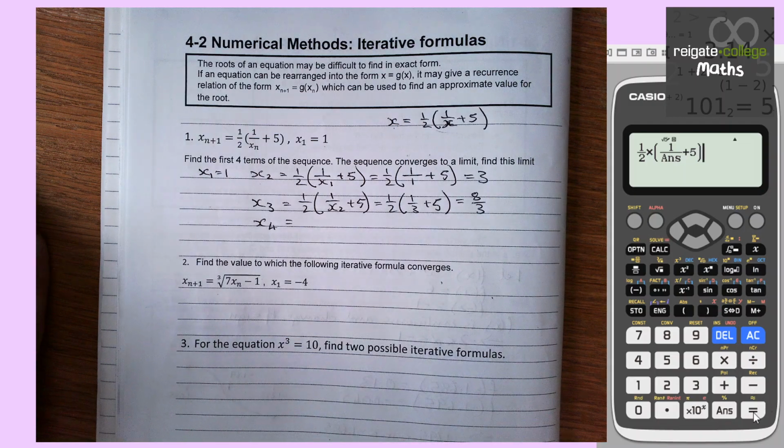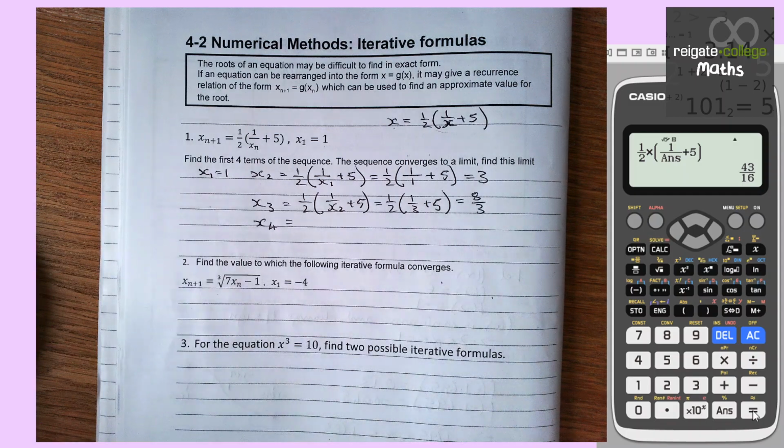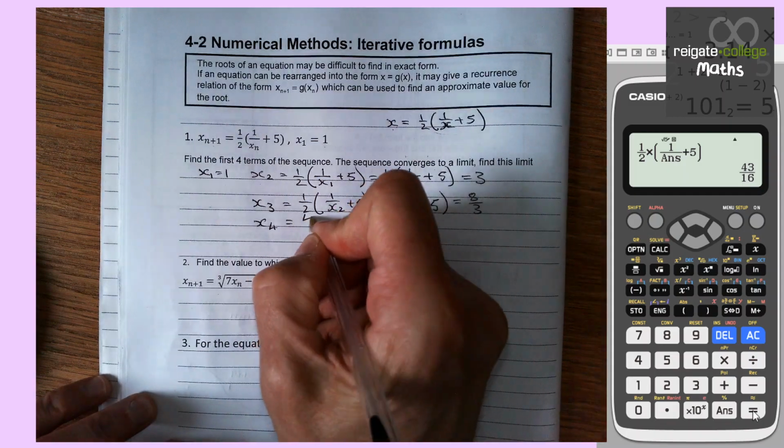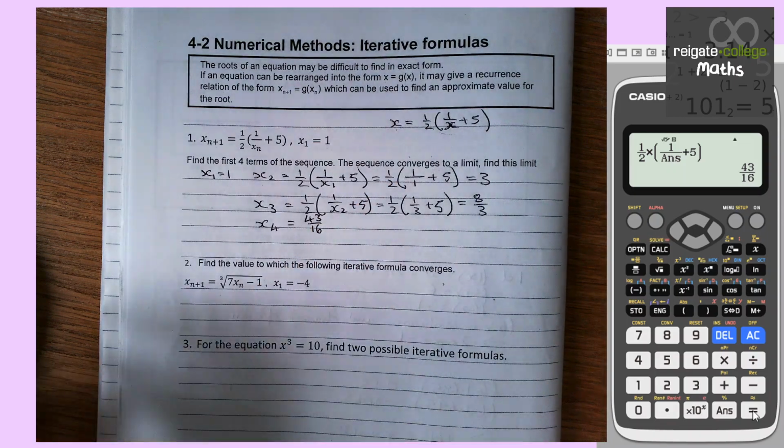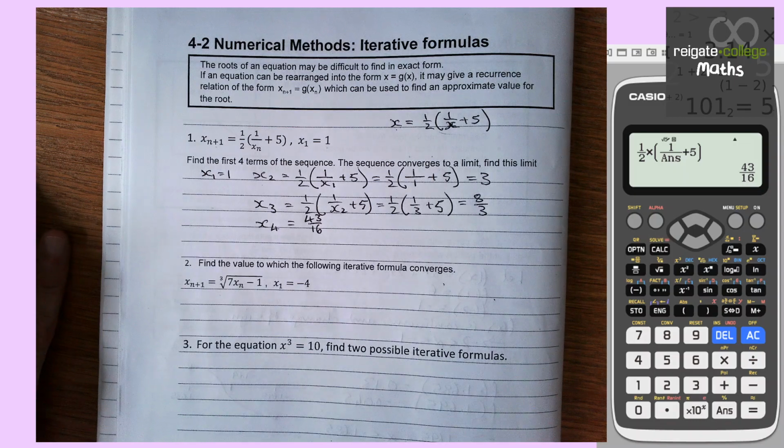So now when we press equals, it's going to be putting 1 in here. So press equals, and we get the 3 that we've already seen. Press equals again now, and it's putting that 3 in the formula for us. So we get 8 over 3 as we've seen. So that's our x3. x4 is 43 over 16. And then we can just keep going. So we found the first four terms of the sequence, which is what the question asked us to do.